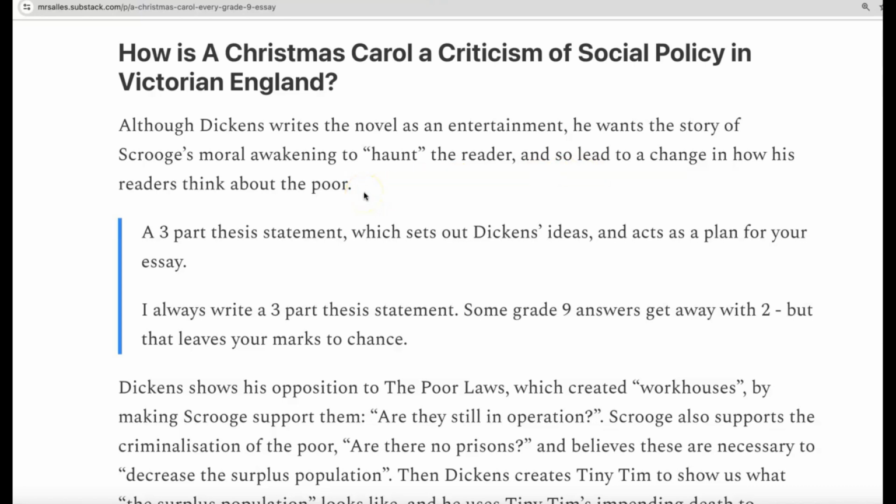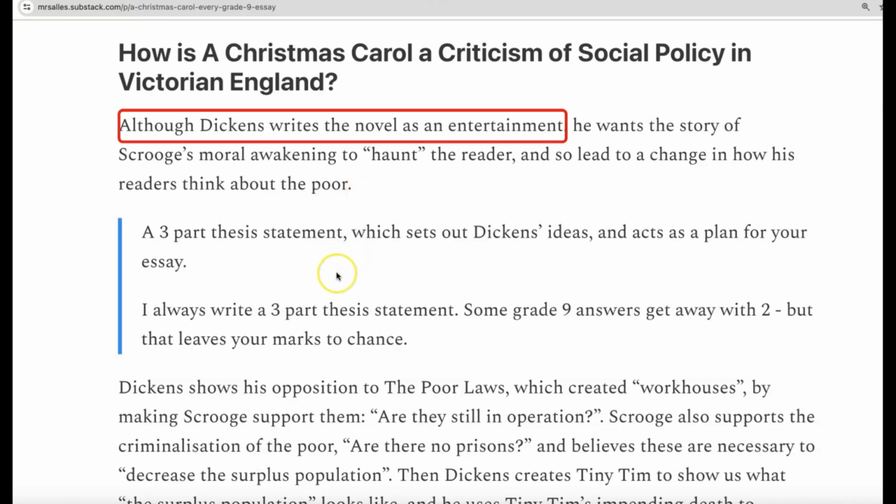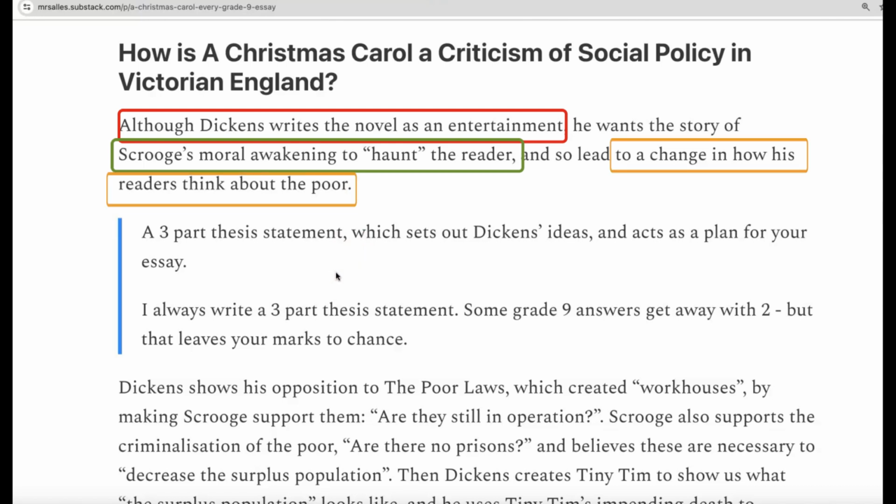So that's a basic 3-part thesis statement, but it gives you 3 ideas, 3 points of view that Dickens had. Having 3 parts means that as I go through the essay, I'm going to prove each of those 3 parts, and then I'm going to get a high mark. It's as simple as that.